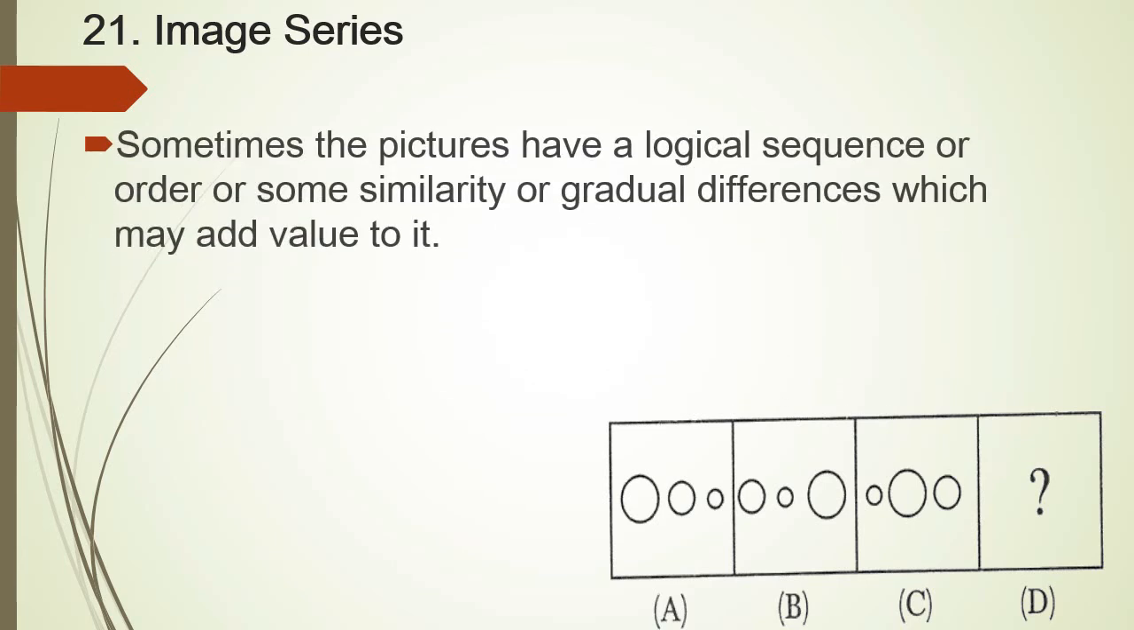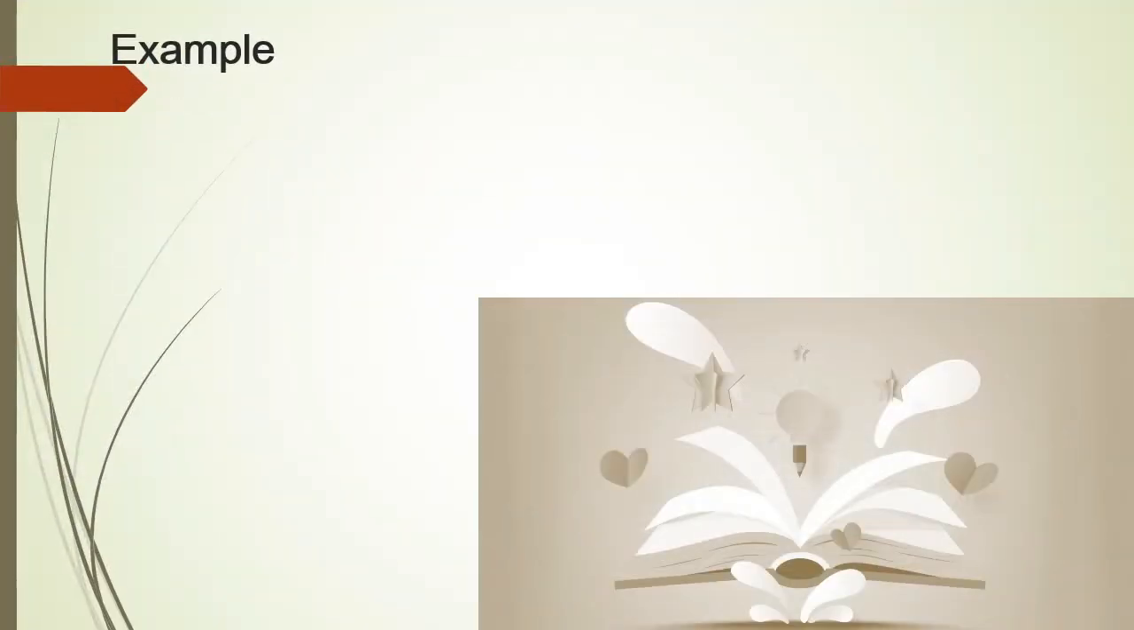Sometimes a picture or series of pictures may have a logical sequence or order or some similarity with gradual or progressive differences that may add value to it. We may be able to identify what would be the next in the series or next part of the picture by just using the logic and facts that are associated with it. So let us look into an example for image series.